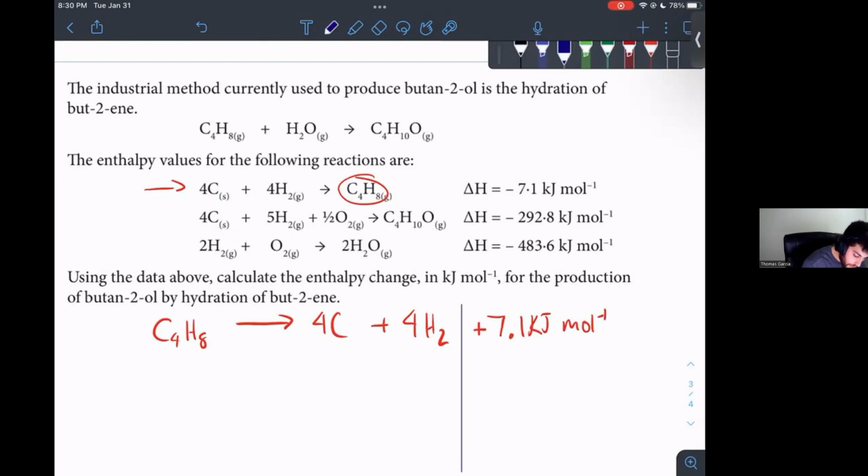Just putting a little divider. Now, on this next problem, I see that C4H10O is our product. It's what we want. We can leave it exactly as is.